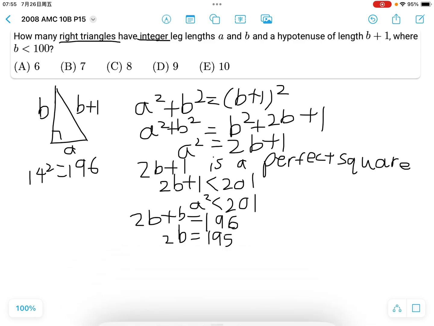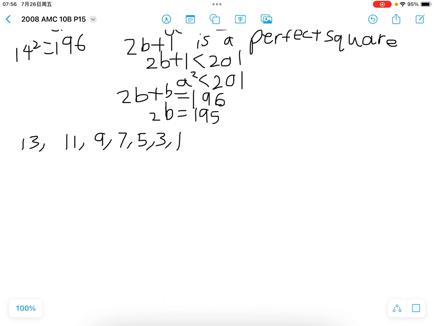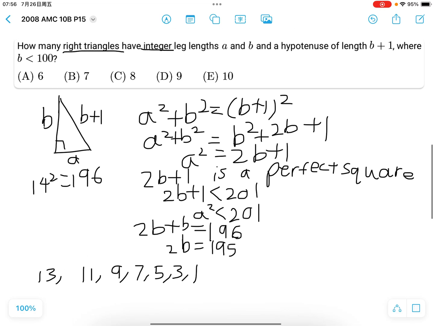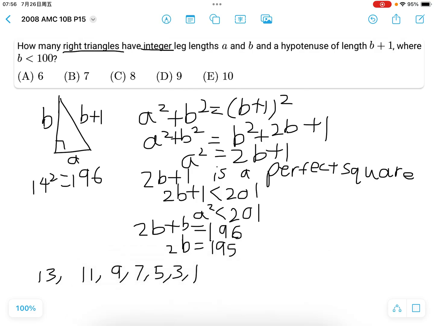So now we're basically left with 13: all the odd solutions, 13, 11, 9, 7, 5, 3, and 1. So we're tempted to choose 1, 2, 3, 4, 5, 6, 7. We're tempted to choose B, and if we circle that, we're going to get the wrong answer.